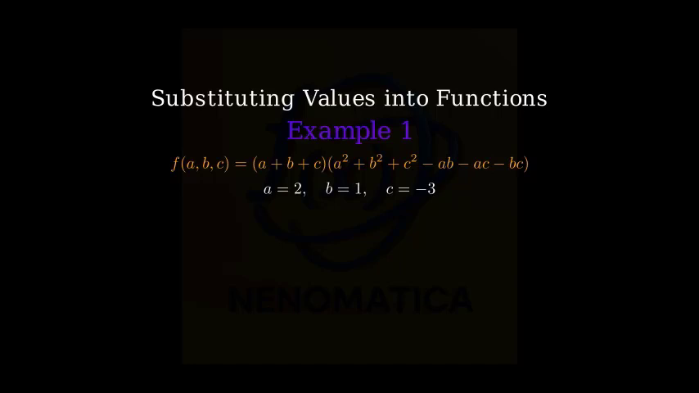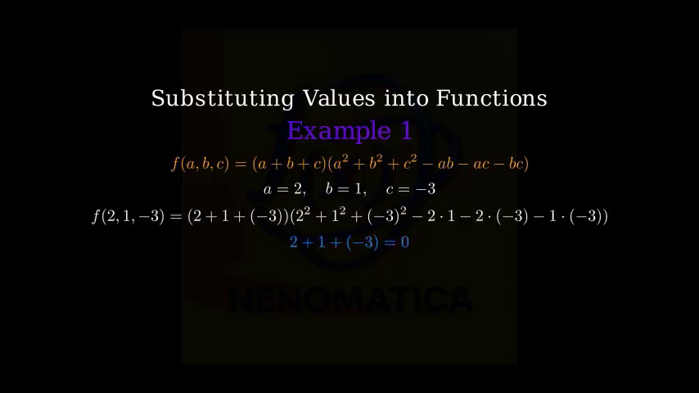First, the sum of a, b, and c, and second, a more complex expression involving squares and products of these variables. We need to evaluate this function when a equals 2, b equals 1, and c equals -3. Let's substitute these values into our function. First, I'll substitute these values into the first parenthesis, a plus b plus c. We get 2 plus 1 plus -3, which equals 0.